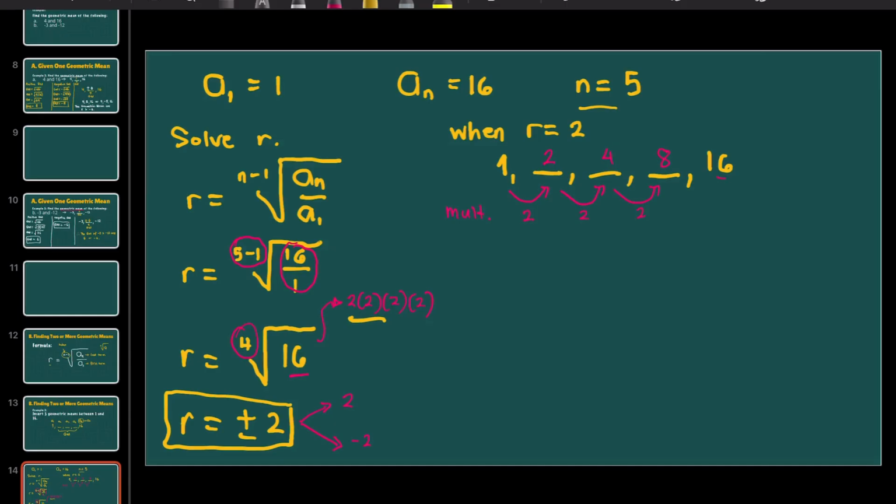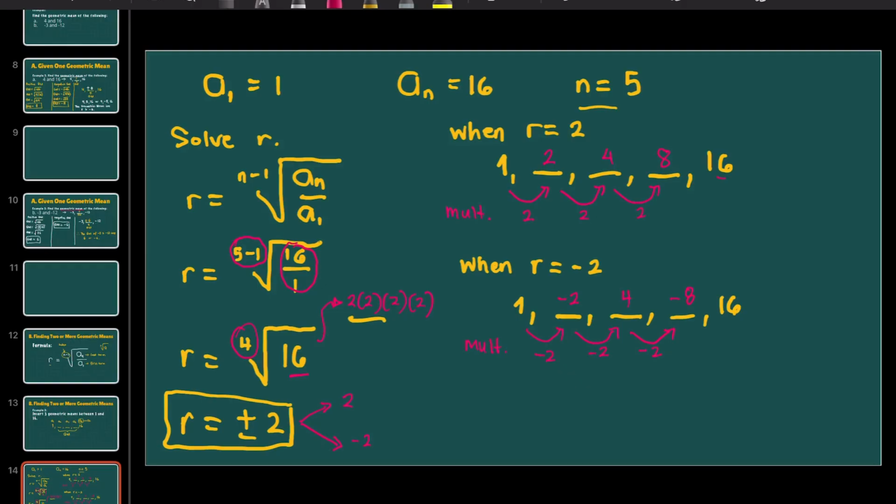How about when R is negative 2? So, same pa rin. Mga possible answer itong mga to. So, multiply natin naman ng negative 2. So, 1 times negative 2, that's negative 2. Then, multiply it again ng negative 2. Negative 2 times negative 2, that's positive 4. And then, positive 4 times negative 2, that's negative 8. So, ito naman yung possible answer natin when R is negative 2.